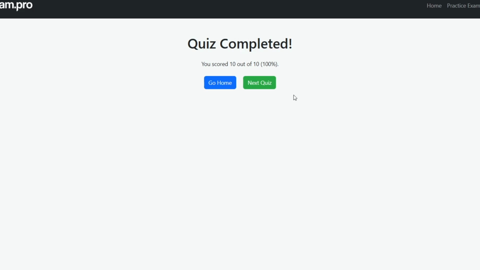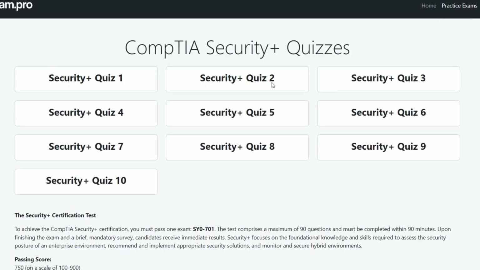And we got a 10 out of 10 because we are very smart. And as you can see, there are 10 total quizzes for the Security Plus. We just went through quiz 1. So if you guys are interested in that, like I said, the website is techexam.pro. I'm going to be adding more questions here in the future.